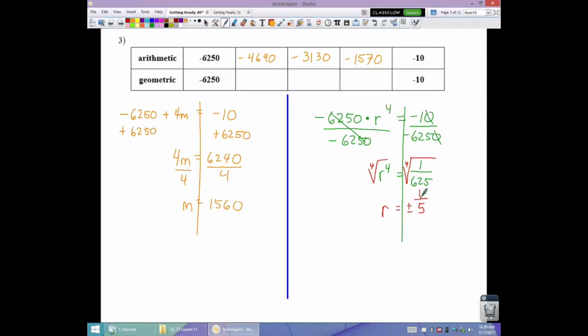So negative 6250 times 1/5, if we're doing the positive, is negative 1250, times a positive 1/5 would be negative 250, times another positive 1/5 would be negative 50. One more time gets us negative 10. If we chose to use the negative, it just switches every other sign. This stays negative 250, this becomes positive 50, and so on.